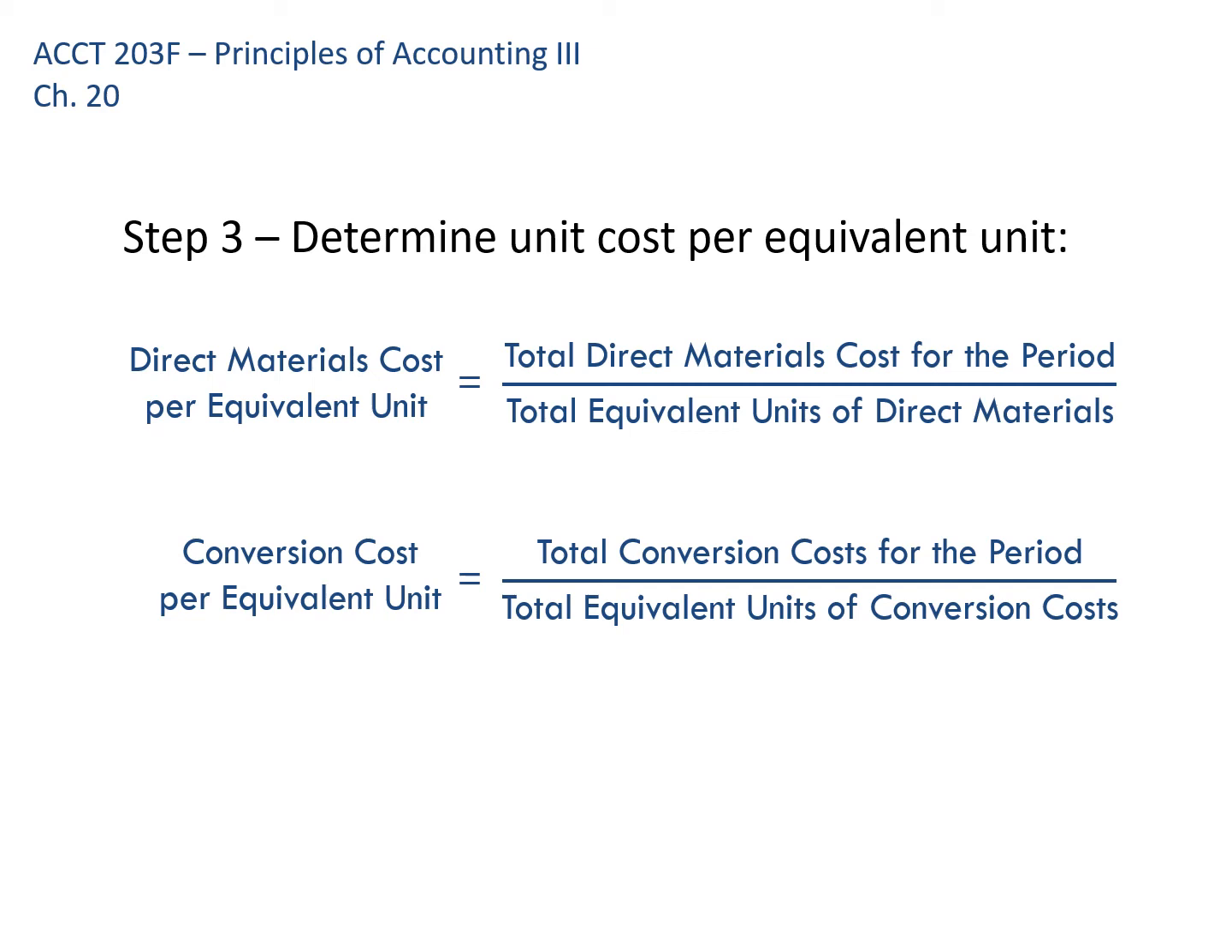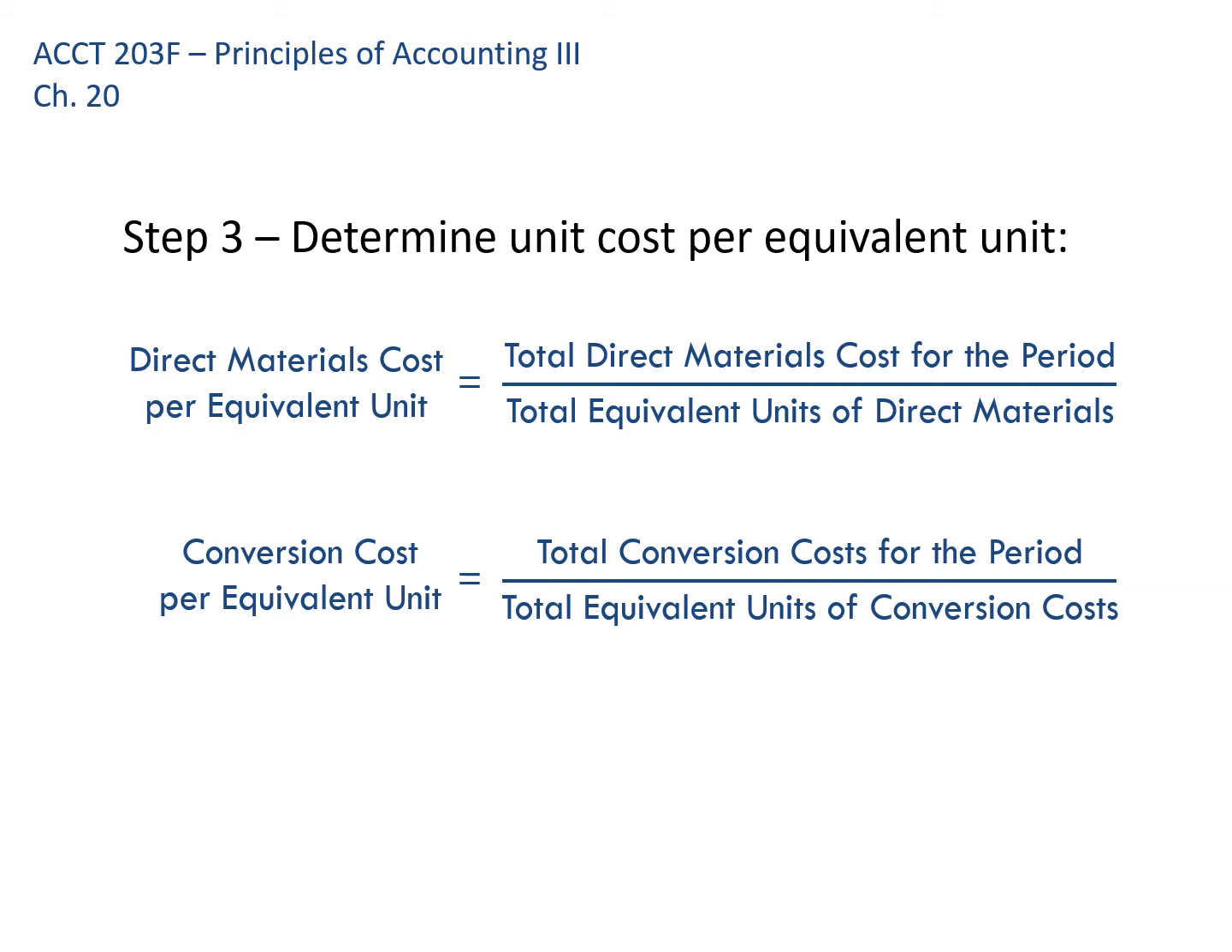Welcome to part 2 of the lecture for chapter 20, and I'm going to pick up where we left off in part 1. So in part 1 we determined what the equivalent units were for materials and for conversion cost. That's a measure of what did we get done during the period. Now that I have that information, I can figure out what the cost per unit is.